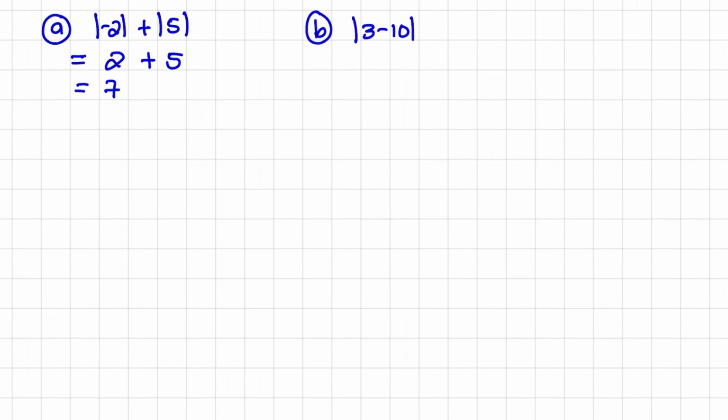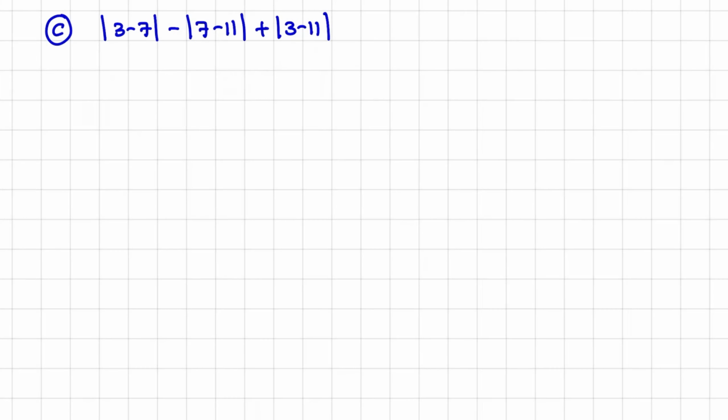In our second example, we want to find the absolute value of 3 minus 10. So first we work inside the parentheses. So 3 minus 10 is equal to -7. And the absolute value of -7 is simply 7.